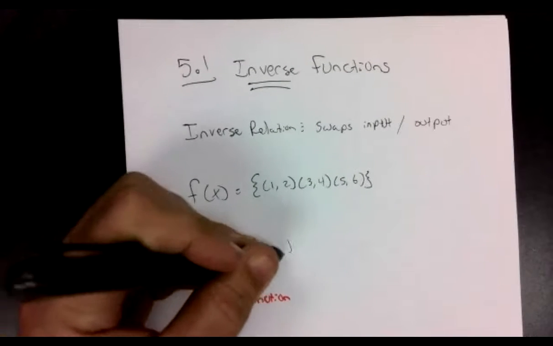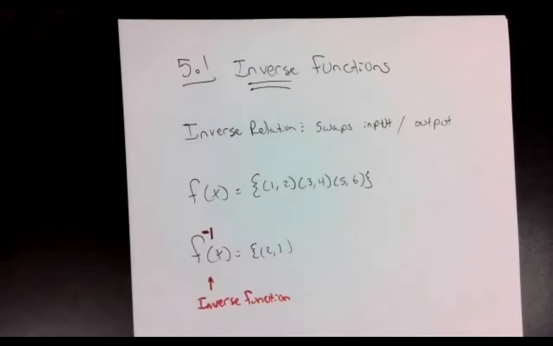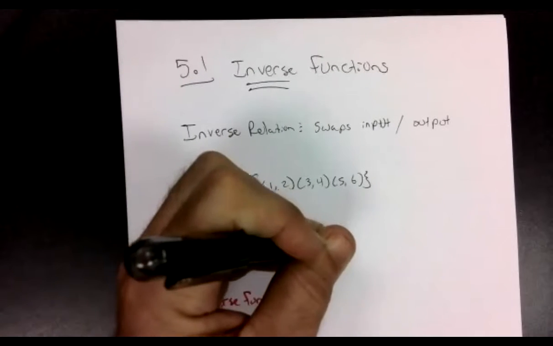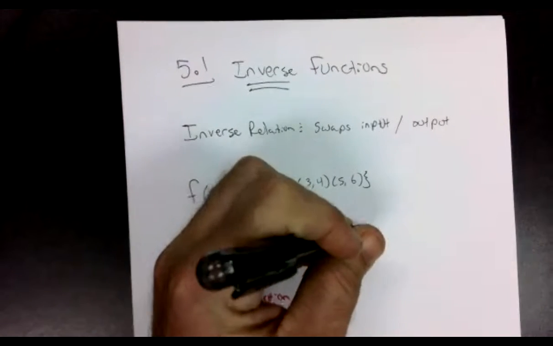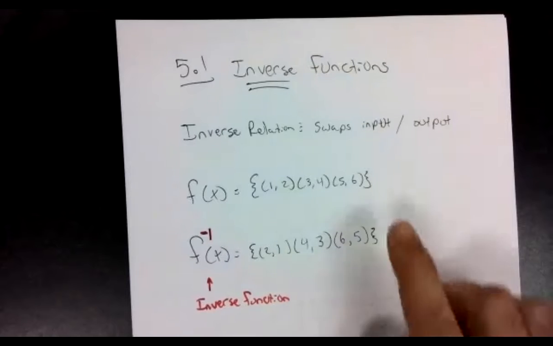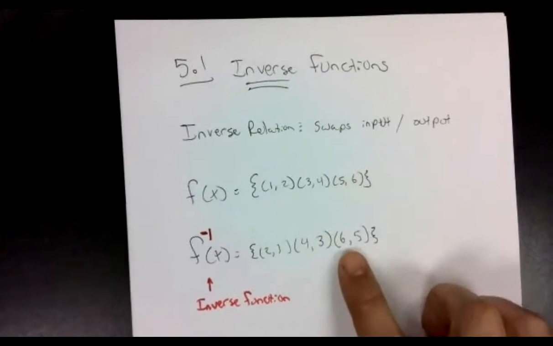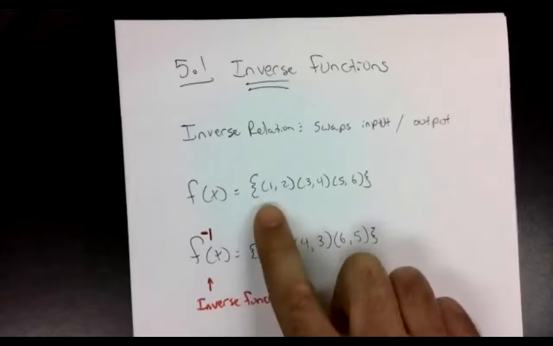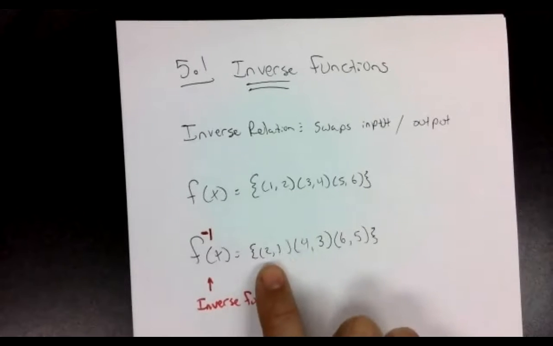So instead of 1, 2, the inverse is going to be 2, 1. Same thing, instead of 3, 4, it's going to swap to 4, 3. And then instead of 5, 6, it's going to swap that to 6, 5. So literally the inverse function just swaps your x's and your y's.